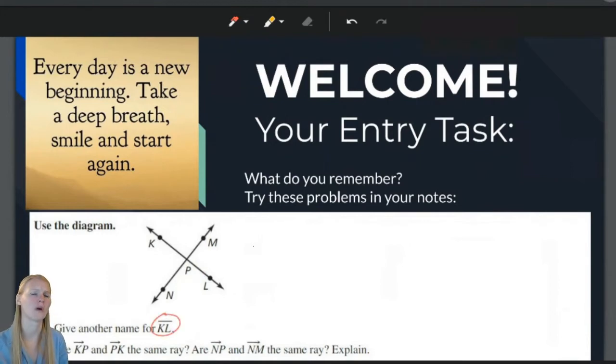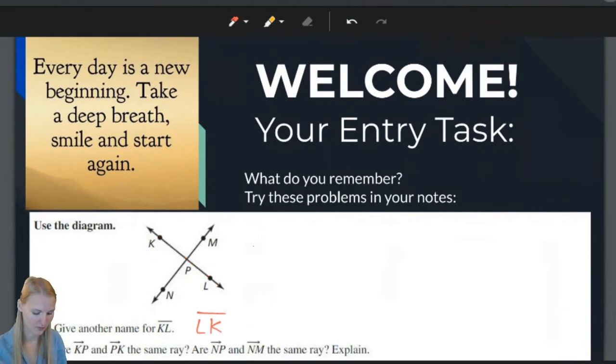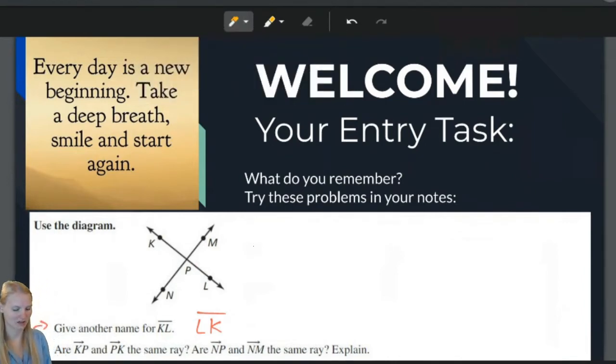There are only two ways to name a segment. Both ways to name segments require using the endpoints of that segment. Now I can say segment KL just like this, or I can say segment LK, because if I pick this segment up and I flip it around, it is the exact same thing. Whether it is LK or KL, it's the exact same thing. So, another name for segment KL is segment LK. Different color. Let's look at the second question.